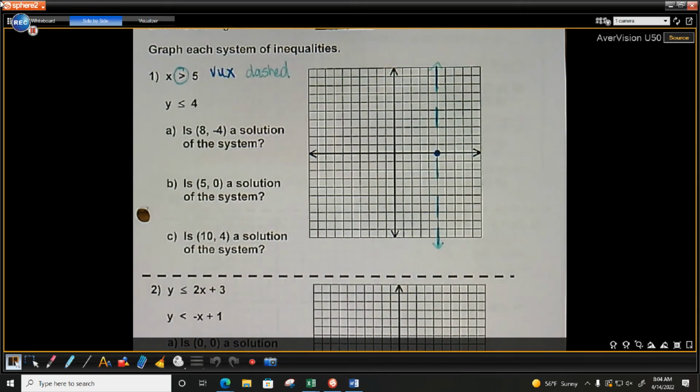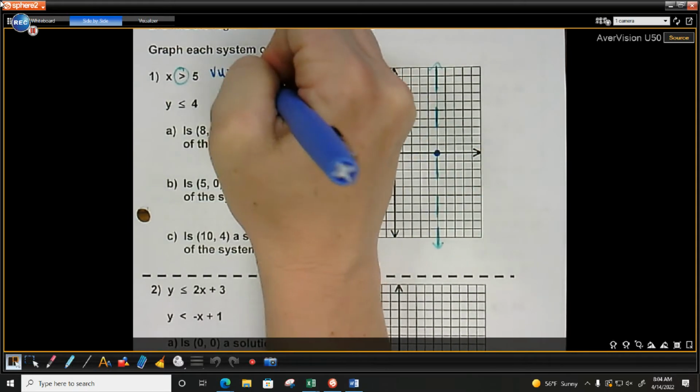Okay, which way am I going to shade? But again, there's not really an up and down. So which way am I going to shade if it says x is greater? Where are greater x values? To the right. Your vertical ones are the hardest ones, guys. So I'm going to shade to the right.